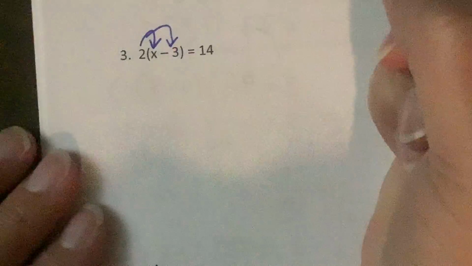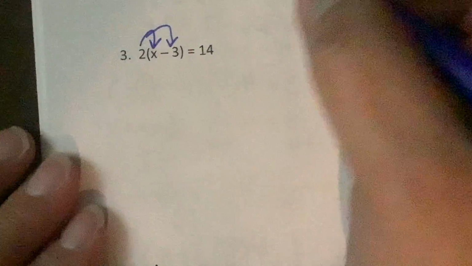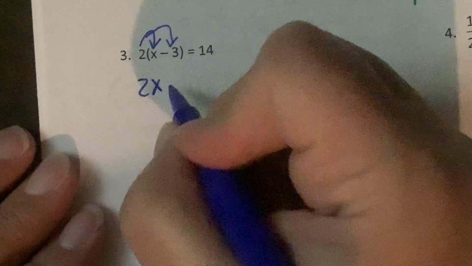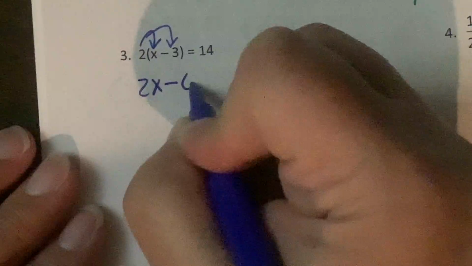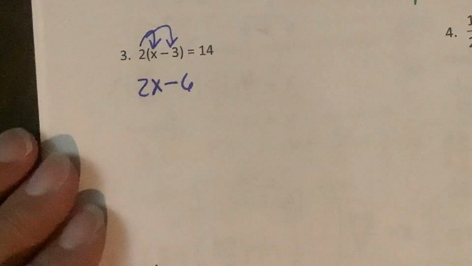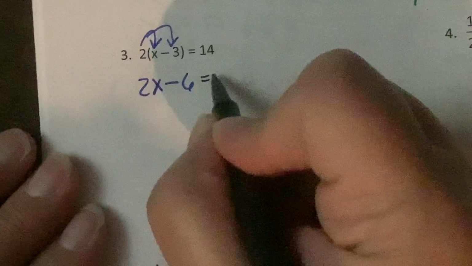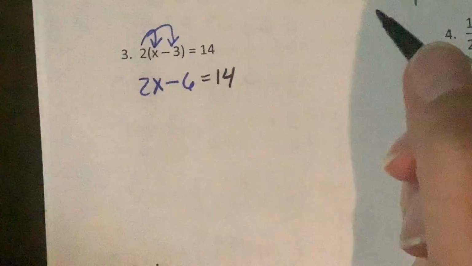Where'd the blue pen go? Oh, here it is. Somewhere over the parentheses, we multiply. Oh, don't sing, Bono. It's a hard thing. 2 times x, 2x. 2 times negative 3 is negative 6. Okay, and the other side stays just the same as always, 14.